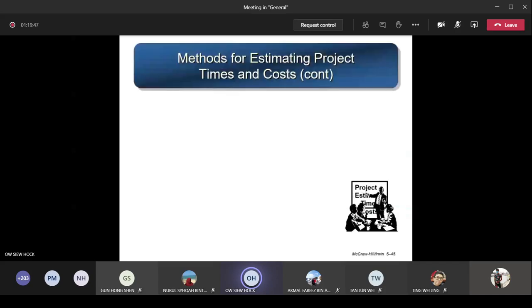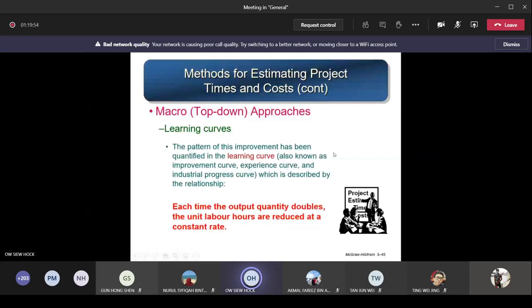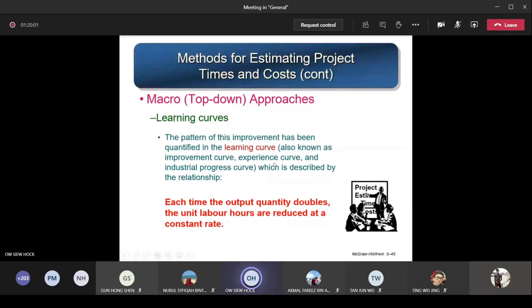That's how much time you spend on learning and becoming so good. The pattern of this improvement has been quantified in the learning curve. This term is called the learning curve, also known as the improvement curve, experience curve, and industrial progress curve. You're improving because you keep on practicing, which is described by this relationship: each time the output quantity doubles, let's say you produce two bags, now become 4 bags, the unit labor hours are reduced at a constant rate.